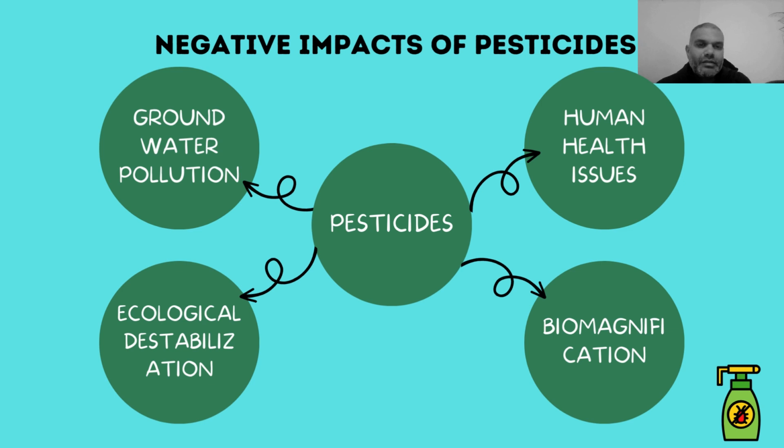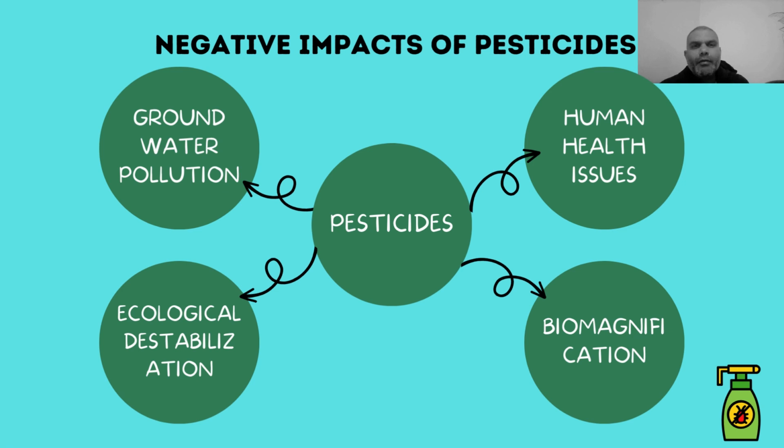This is a big problem, especially in the hills, because in villages a lot of the water used at home comes from springs, which may actually be contaminated by these substances. The next is ecological destabilization. When you use an insecticide to kill an insect, you end up killing many other insects along with that.